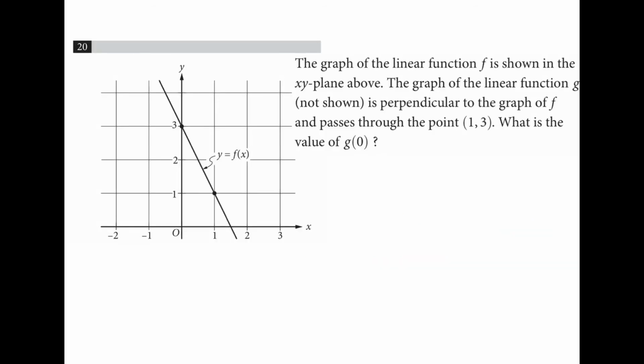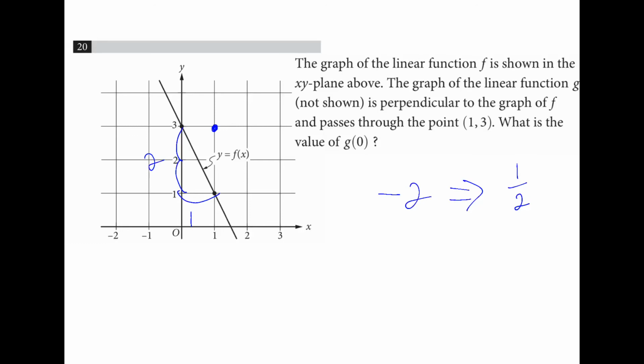So here's a graph, and the graph of the linear function g, not shown, is perpendicular and passes through a particular point 1, 3. So it passes through this point, and it's perpendicular. So I can find the slope of f. It's going down 2 and right 1. So I could just write that slope as negative 2. I could also use the coordinates and figure it out. Perpendicular to negative 2 means it's positive 1/2.